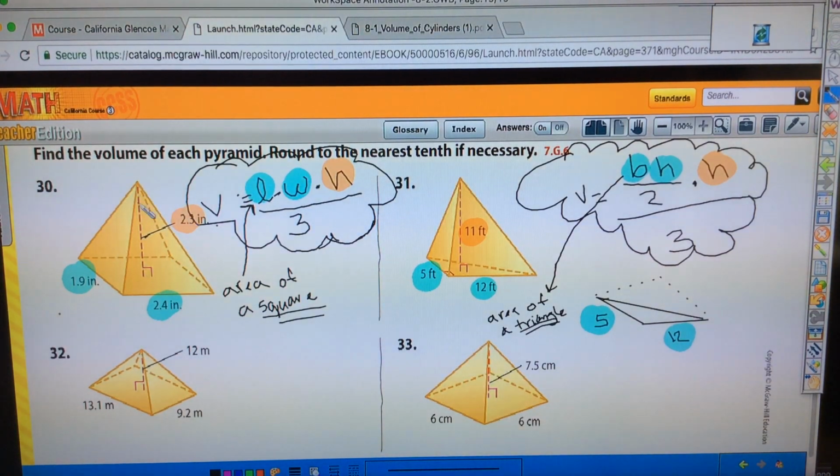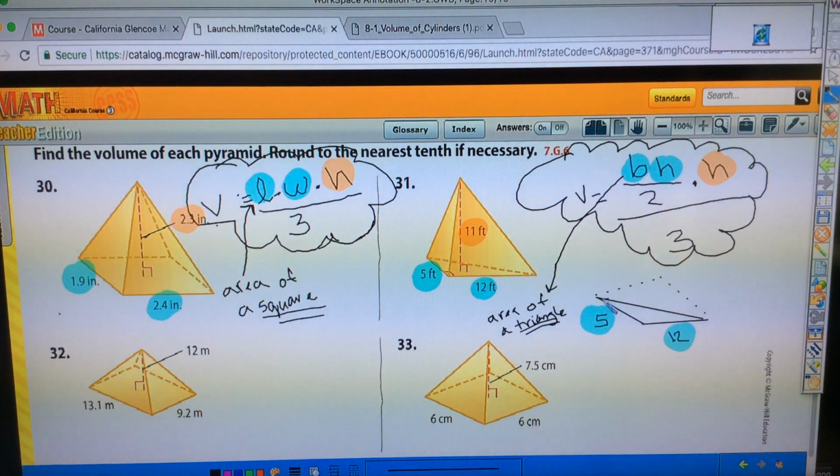Just treat this just like a cone. 3 of these guys are going to fit into a rectangular prism, so it gets divided by 3. So basically the area of the base times the height divided by 3. This is going to work for 30, 32, and 33. 31 is different. Take a look at the base. The base is not rectangular. The base is a triangle.